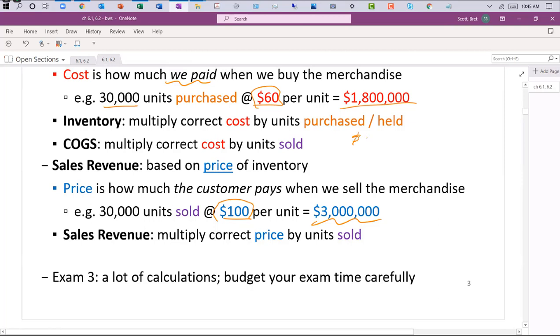So the price we charge our customers minus the cost we paid is, in this case, $40 per phone. That's also called gross profit, and we'll talk about that topic later on too. So just going to keep that in mind. We want to charge a higher price over our cost because we have other expenses that we need to take care of.